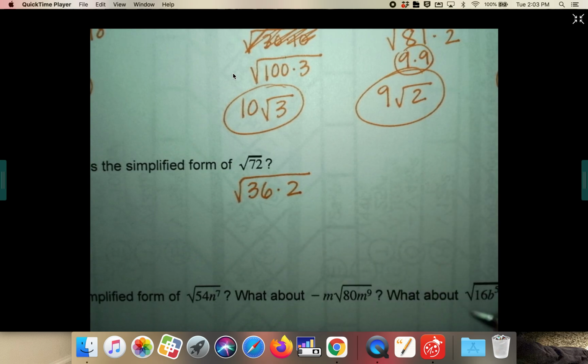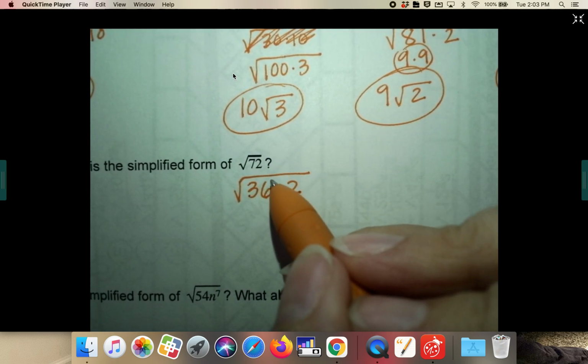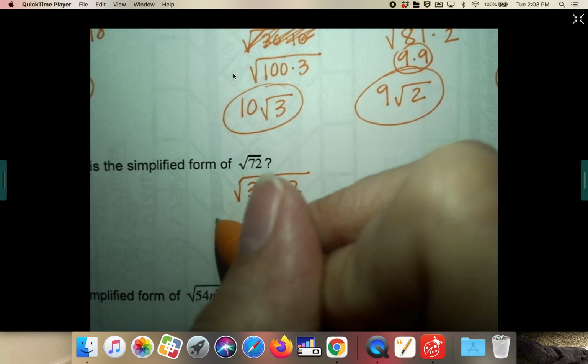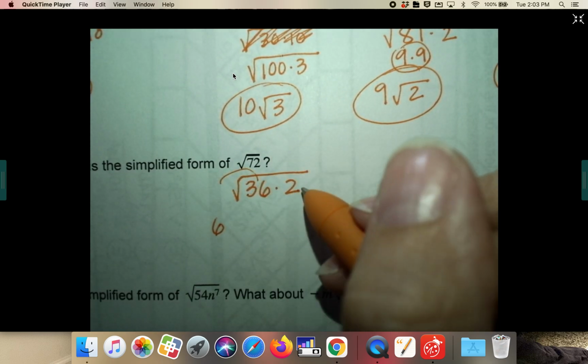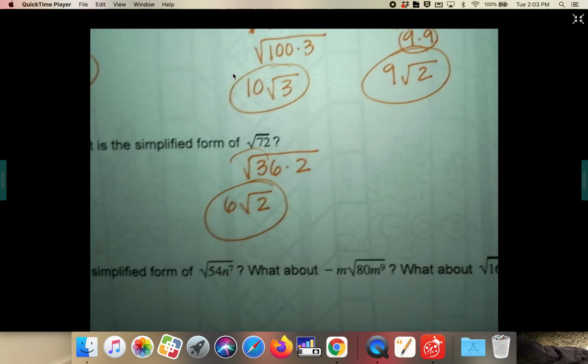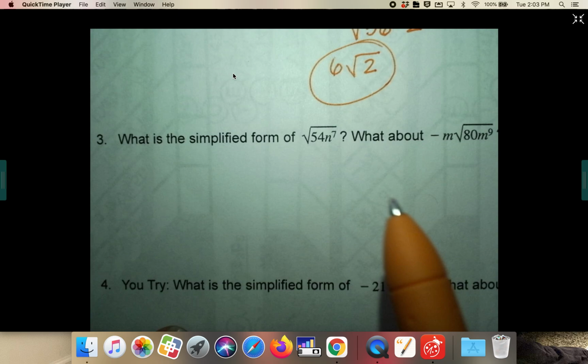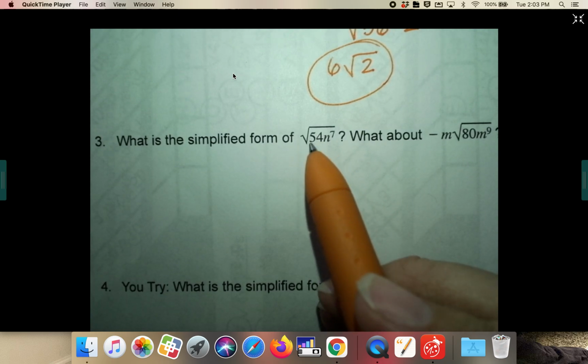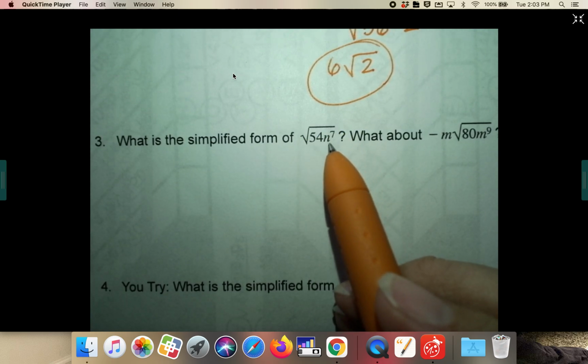And you may have to just play with these numbers and just see. I mean, hopefully everyone has a calculator you can use. So the square root of 36 is 6, so 6 will pop out of there, and 2 will stay inside. All right, now we're going to jump into some numbers that are the square root and some variables.